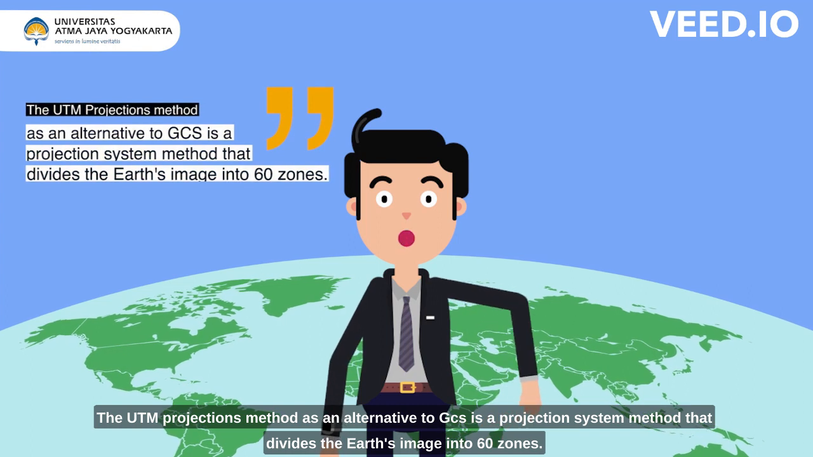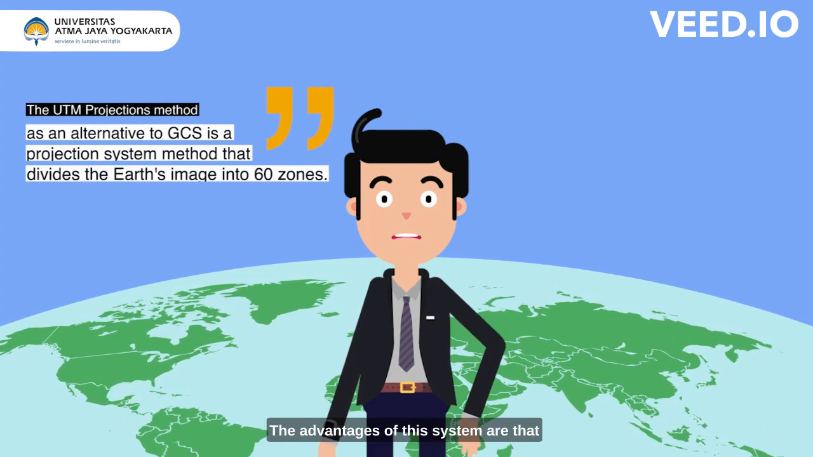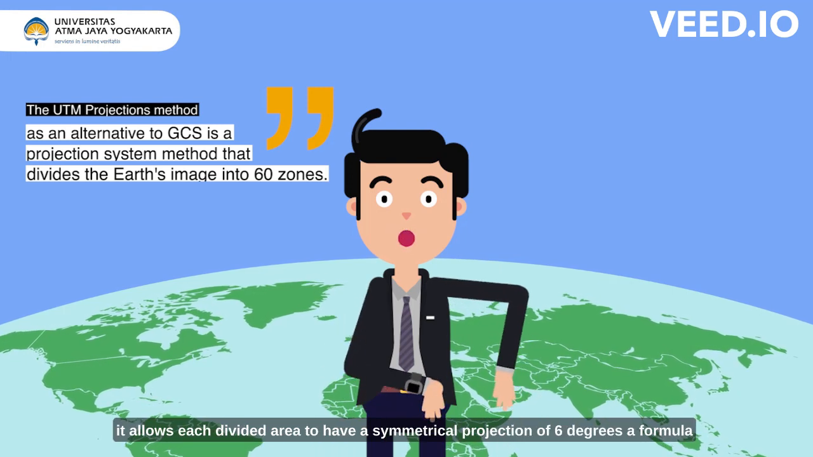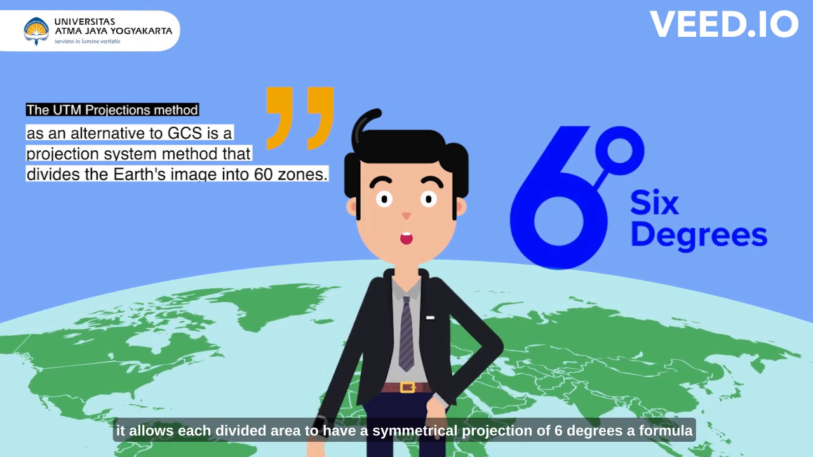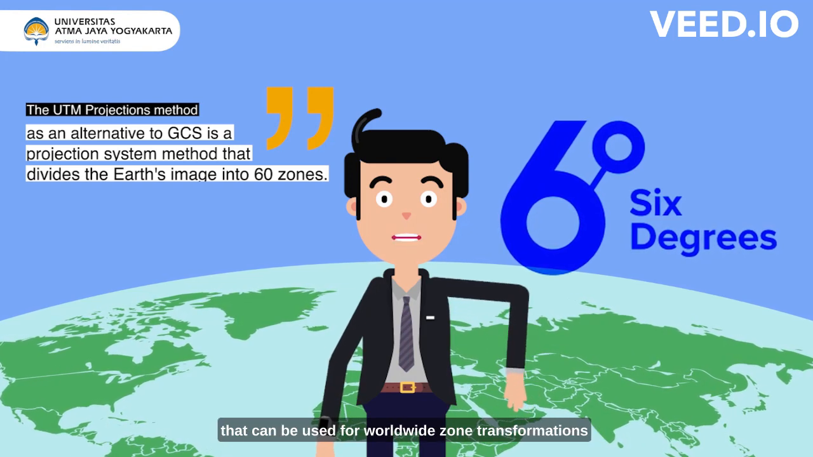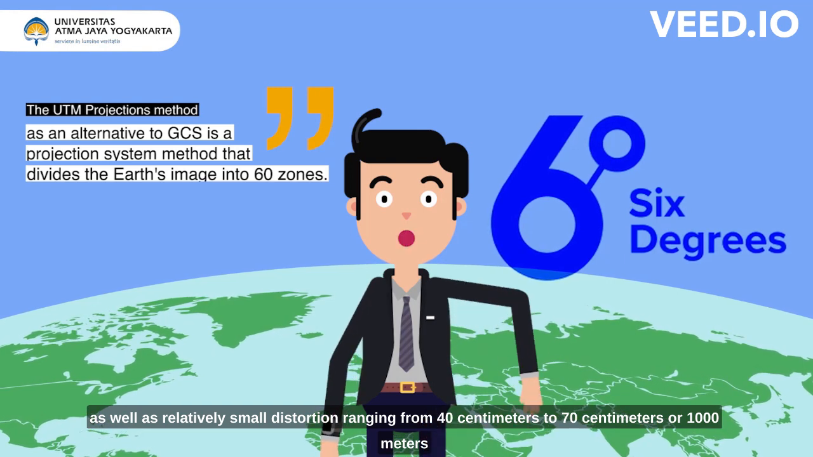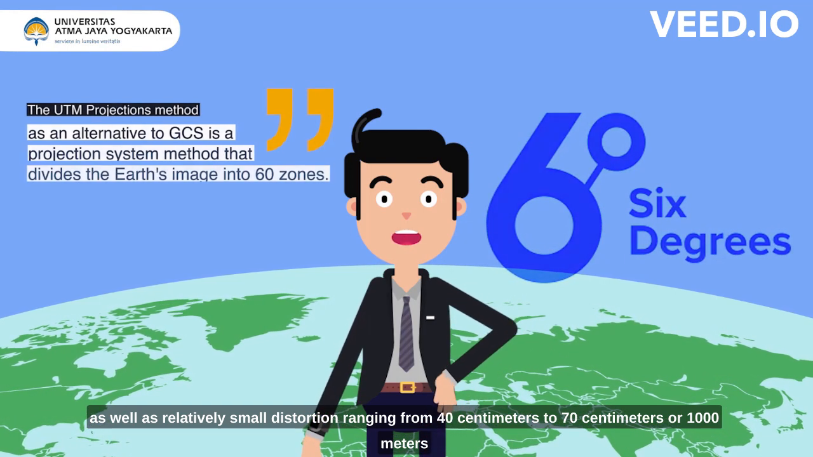The UTM projection method, as an alternative to GCS, is a projection system method that divides the Earth's image into 60 zones. The advantages of this system are that it allows each divided area to have a symmetrical projection of 6 degrees, a formula that can be used for worldwide zone transformations, as well as relatively small distortion, ranging from 40 cm to 70 cm per 1,000 meters.